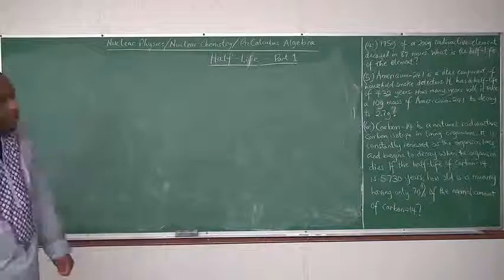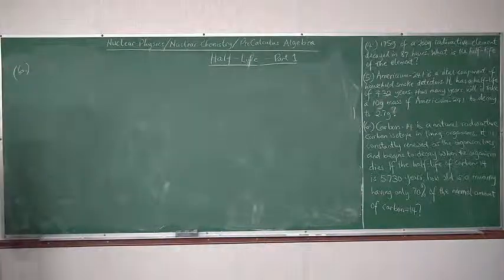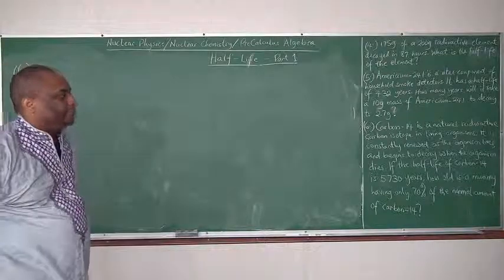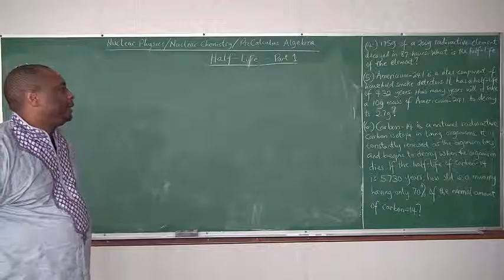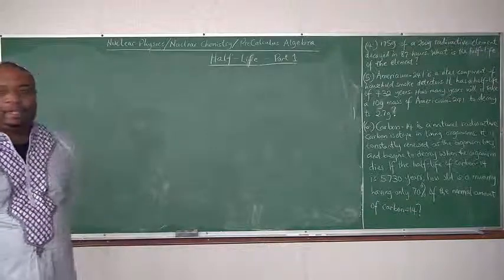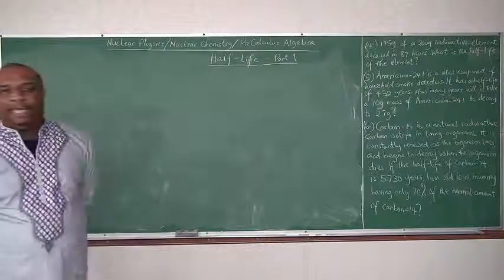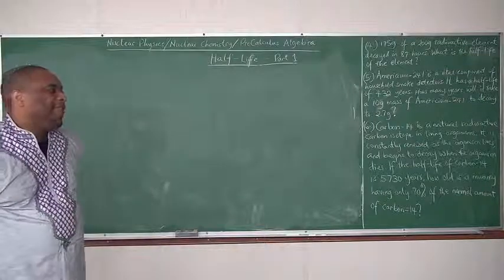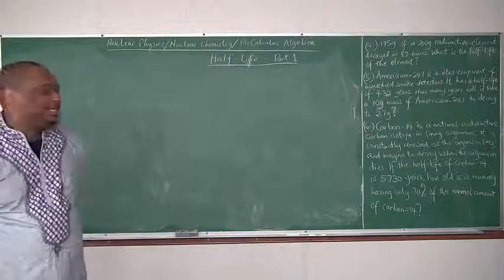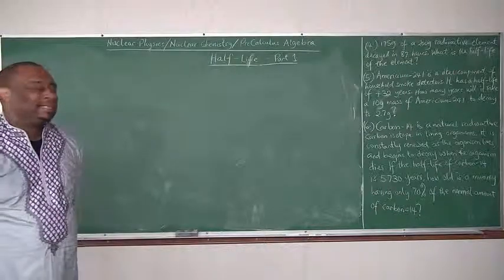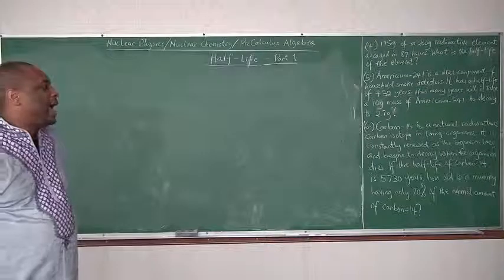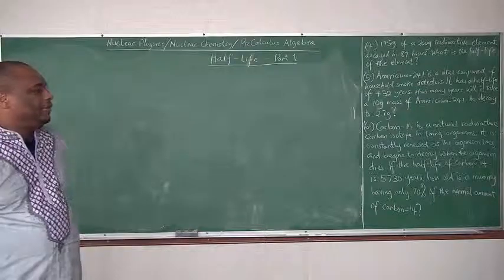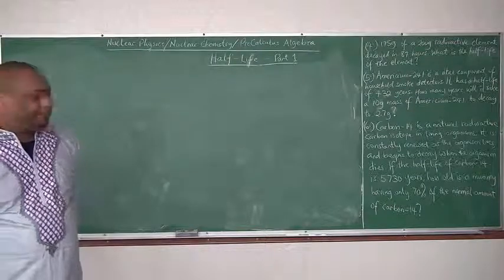Question 6. Carbon 14 is a natural radioactive carbon isotope in living organisms. It is constantly renewed as the organism lives and begins to decay when the organism dies. If the half-life of carbon 14 is 5,730 years, how old is a mummy having only 70% of the normal amount of carbon 14?